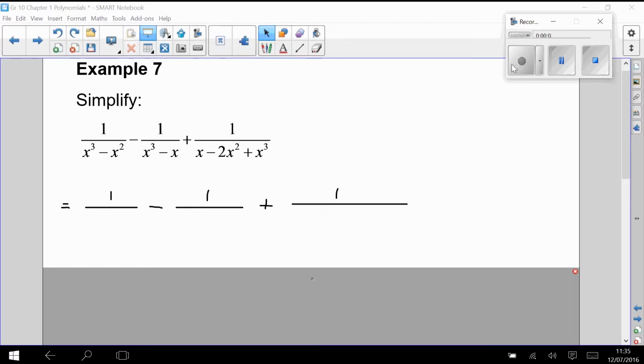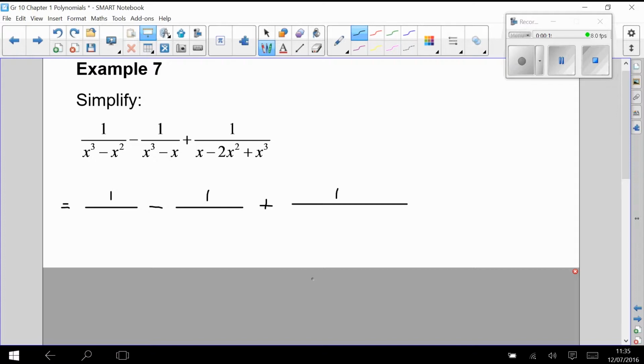There are two things that you need to notice about the denominators of example number 7. First of all, they are not fully factorized. But secondly, the third denominator is not written in the reducing degree of x. So that is what I'm going to do in my very first step.